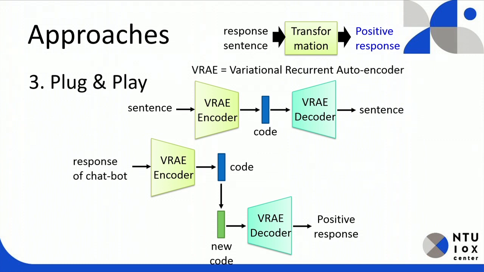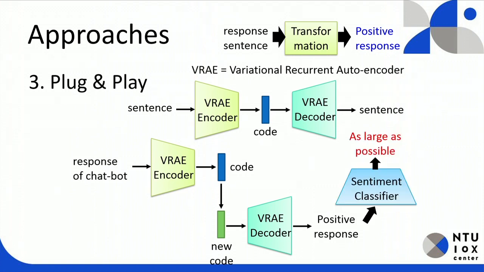Then how can we modify this code? There are two constraints for this modification. There are two directions for this modification. The first direction is you want to modify this code from the blue one to the green one to make the output sentence have a large output based on the sentiment classifier.